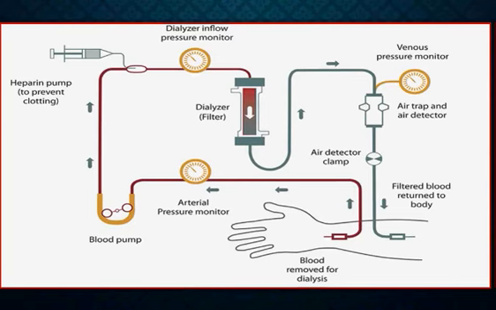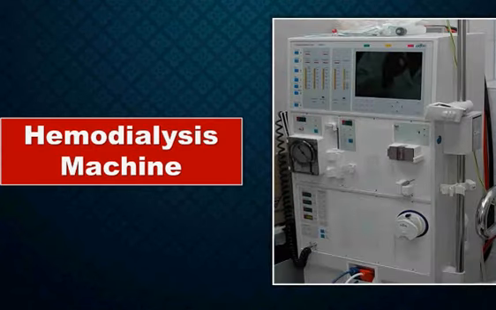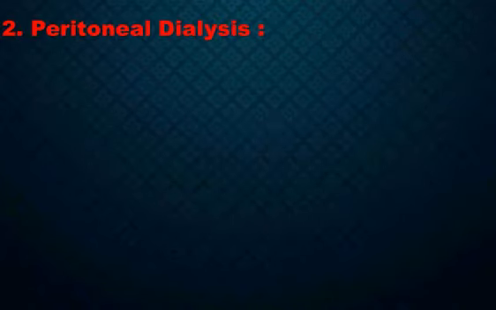This is the hemodialysis, the artificial kidney. We should give heparin to prevent clotting, and monitor the blood in and out. The diagram shows the principle of action of hemodialysis. And this is the hemodialysis machine, or what's called the artificial kidney. The patient is connected to it through the AV fistula.